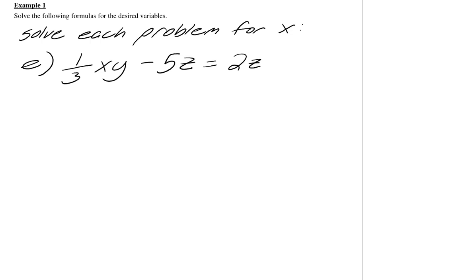Okay, so same directions. You want to solve for x, hit play when you're ready. So in this case, my x is right here, right? So I have this 1/3 xy. So what I want to do is first I want to just get the 1/3 xy by itself. So I'm going to start by adding the 5z to each side.